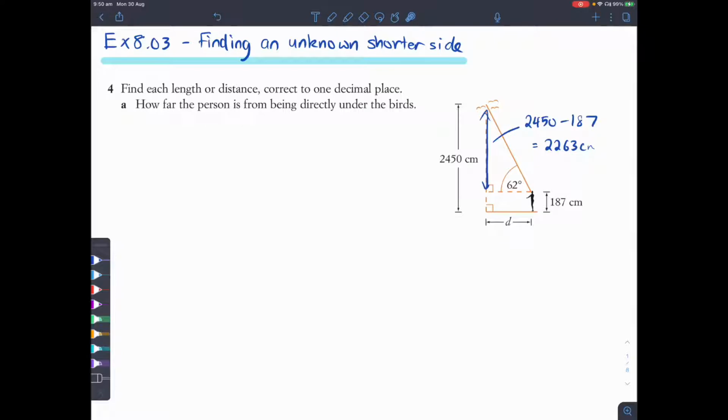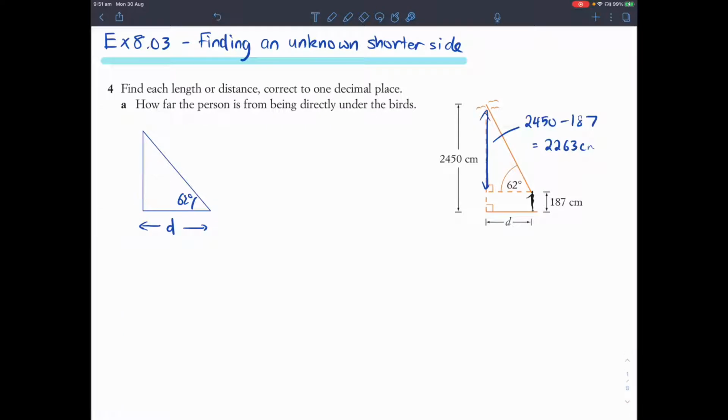That's the vertical distance. And now in this triangle, if I was to redraw that out right here, you will now see D being this bottom distance here. We've also got an angle of 62 degrees, which the person is looking up at the birds at, right there. And this distance here, which we just found, was 2,263 centimeters.